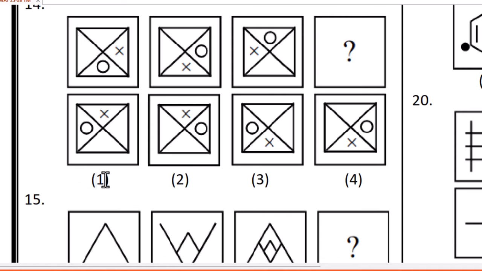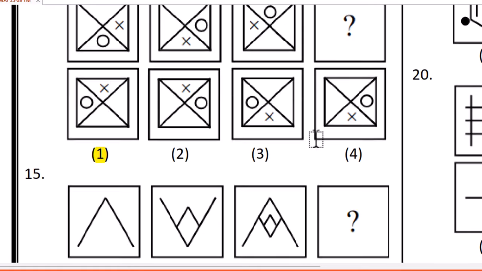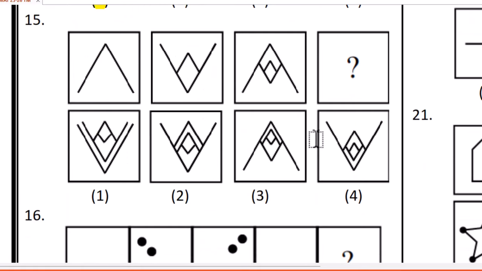Question 14. Correct answer: 1. Explanation. This is another alternating series. Figure 1 and Figure 3 are the same. Therefore, Figure 4 must be a repeat of Figure 1.